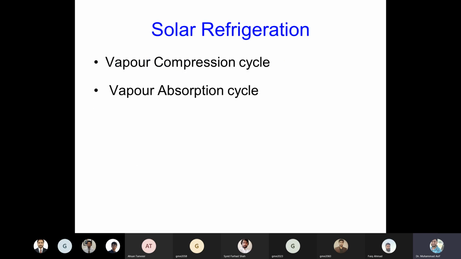As in previous class, we discussed the solar refrigeration. As I mentioned, we have mainly two cycles that are utilized for solar refrigeration. One of them you are very familiar with, which is the vapor compression cycle, and the second one is the vapor absorption cycle. Commercially, there are so many vapor absorption systems installed at commercial level that are integrated with solar energy. So when we say solar refrigerator or solar air conditioner or solar chiller, by default they mean the vapor absorption cycle. So we'll focus more on the vapor absorption cycle.